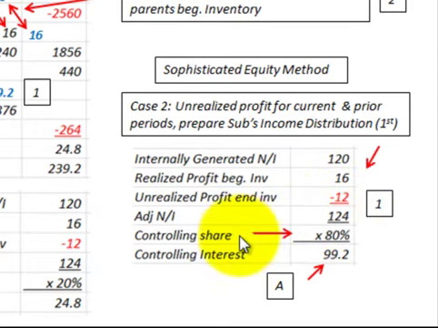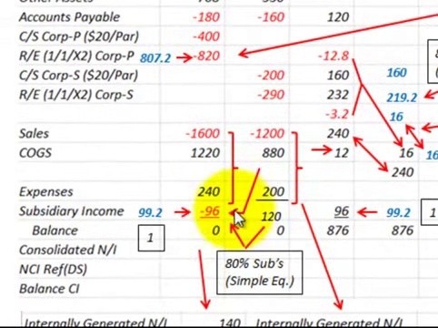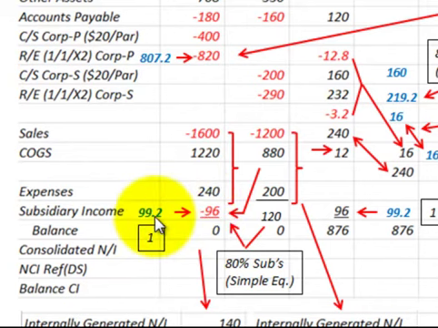So with the sophisticated method, this is where we determine the parent share. We take 80% times the adjusted income for the subsidiary. That's the parent share, and we get a controlling interest of $99,200. So going up to our worksheet, for recording our subsidiary income, we would use $99,200 for the sophisticated method.